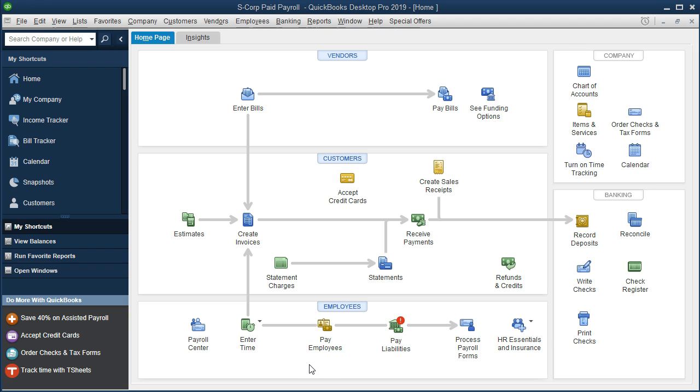So we'll see that we're going to generate the paychecks, we're going to pay the liabilities, we're going to process the payroll, and that'll give us a better understanding from a theory standpoint on how in practice it is done, whether it's done by us or someone outside of us.